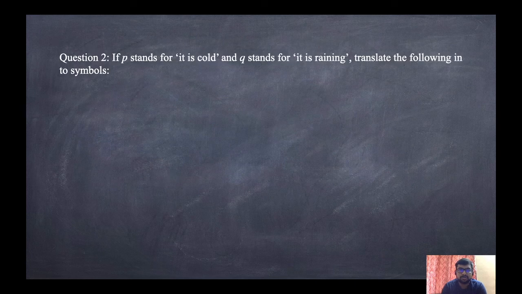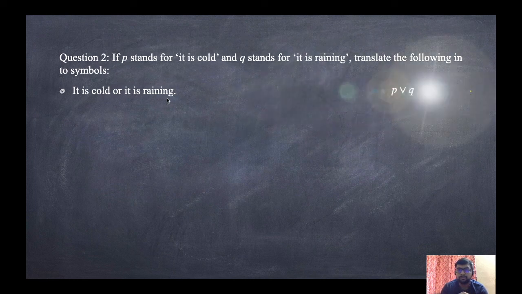Now next question. If P stands for it is cold and Q stands for it is raining, so we have given two statements: P is it is cold, Q it is raining. Now translate the following into symbols. The first one, it is cold or it is raining. So we have P, it is cold, and it is raining, that is Q. It is a very simple one. Here there is only or. So what will be the symbolic form? P or Q.